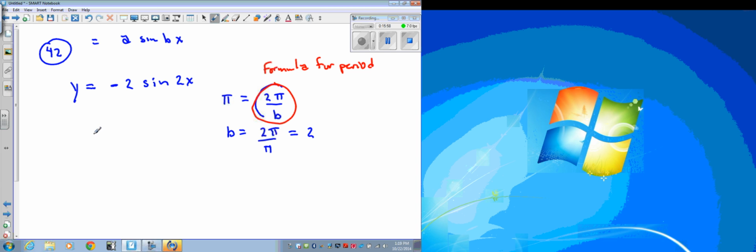I should have written it the other way around. 2 pi over b is the formula for period, but the period of this item is pi. I just wrote this backwards. I said you can see that the period of 42 is pi long, right? So I wrote that. But that is equal to 2 pi over b in terms of formula. So now we can calculate what this b has to be. Does that make sense?